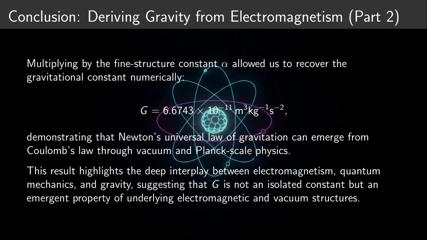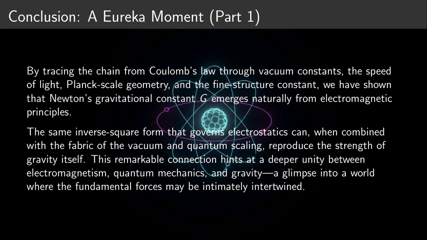This demonstrates that Newton's gravitational constant can emerge from Coulomb's law when combined with vacuum and Planck scale physics. The result highlights the deep interplay between electromagnetism, quantum mechanics, and gravity. Conclusion continued. By tracing the chain from Coulomb's law through vacuum constants, the speed of light, Planck geometry and the fine structure constant, we have shown that G emerges naturally from electromagnetic principles.